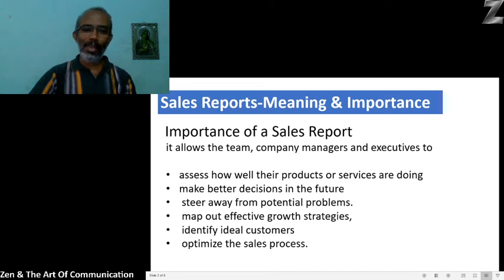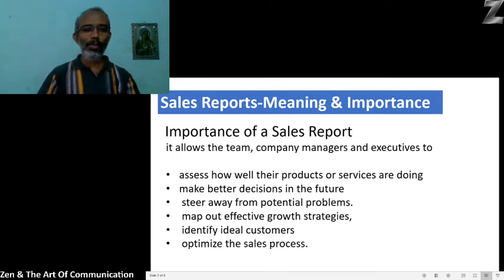Point 1, it helps to assess how well the products or services are doing. Now, a sales report is of use to the entire team. By the team we mean people from the lower level sales force to mid-level executives as well as the top management. It helps the team, the company managers, executives as well as the top management to understand how well their products or services are doing. Is product A doing well? Is product B doing well compared to product A? Are the total overall sales of a particular company doing well vis-a-vis the competition? Are we doing well this year compared to the previous year? All these details are found in a sales report.